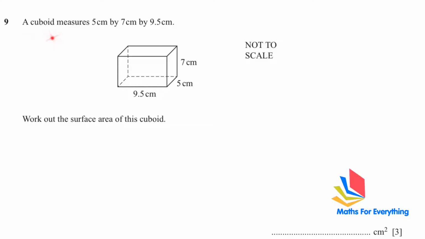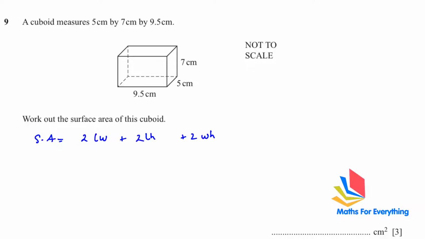Next question, a cuboid has been given to us. We have been given the length, the width, and the height. We have to find the surface area of this cuboid. To find the surface area, we are going to use the formula. Remember, it is length multiplied by width plus length multiplied by height. And for the third part, we will just multiply the width with the height and put a 2 before each one.